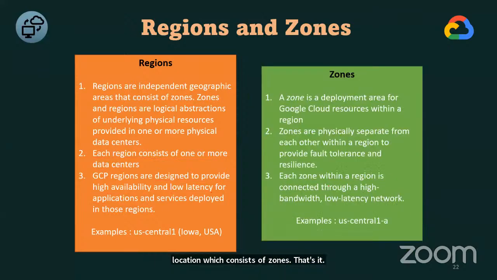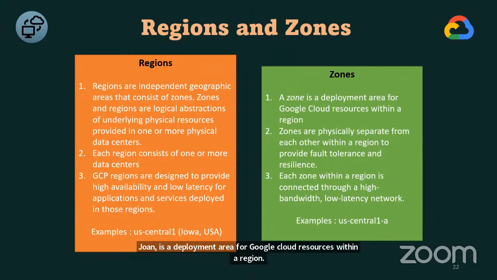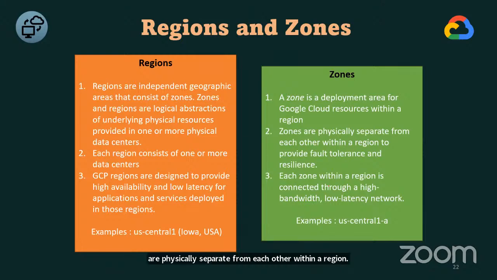Similarly, what is a zone? A zone is a deployment area. I already told you, guys. A zone is a deployment area because we do the deployments in the zones only. A zone is a deployment area for Google Cloud resources within a region. Zones are physically separate from each other within a region to provide fault tolerance and resilience.